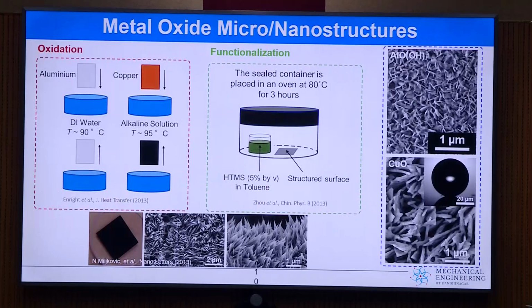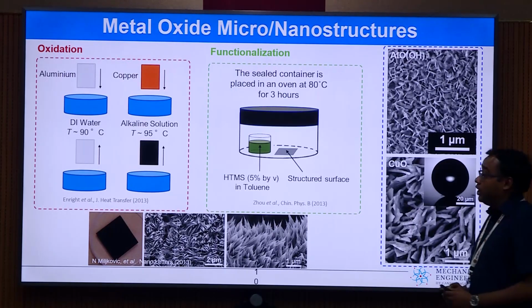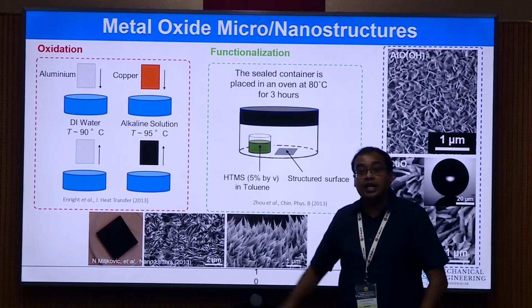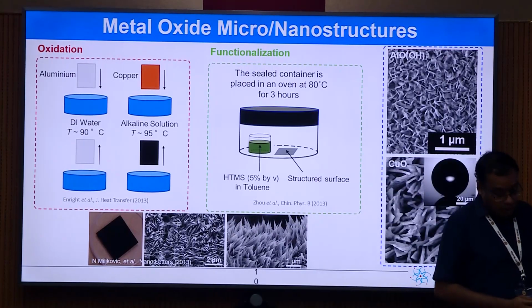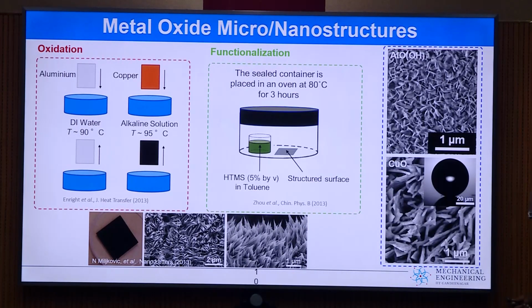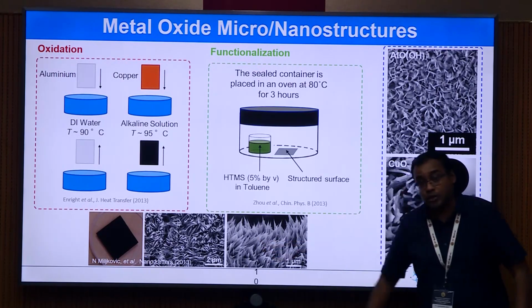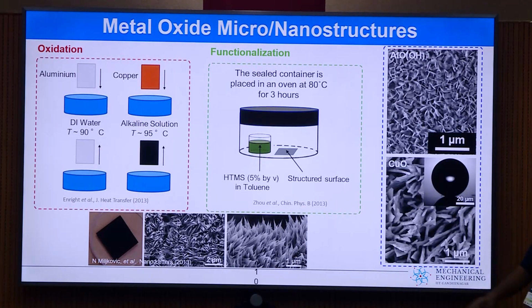So in terms of the fabrication, if we look at metal oxide, this is very similar to what Professor Arvind covered before. For copper, we have an alkaline solution in a temperature bath of 95 degrees C, or for aluminum, deionized water at 90 degrees C, and we end up getting very fine structures. On the bottom, you see the structures of copper oxide, which are knife-like or edge-like. On the right, you see boehmite structures on aluminum. The top right has a length scale of about 1 micron.